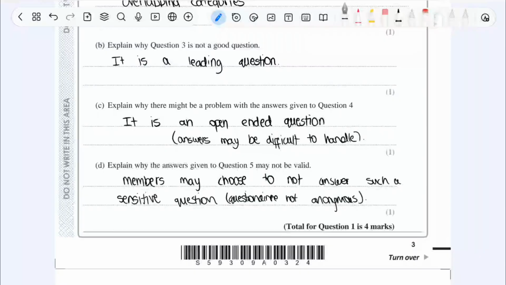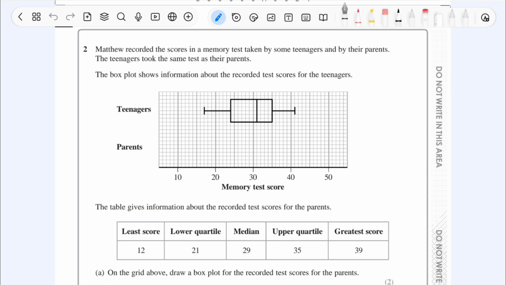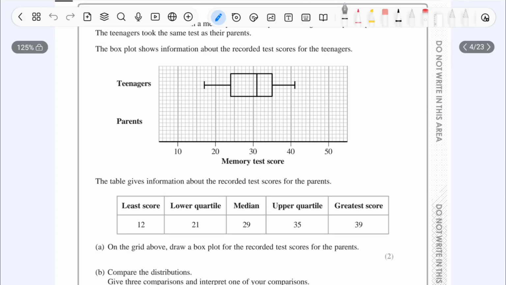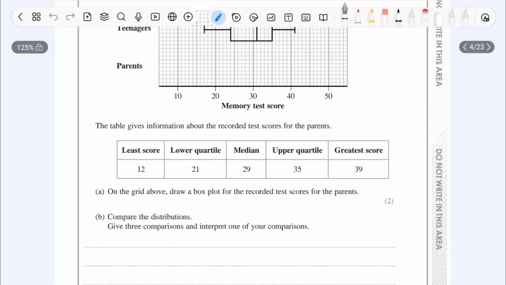There you go, awful spelling of questionnaire, but that's that. 2. Matthew recorded the scores in a memory test taken by some teenagers and their parents. The teenagers took the same test as their parents. The box plot shows information about the recorded test scores for the teenagers. The table gives information about the recorded test scores for the parents. On the grid above, draw a box plot for the recorded test scores of the parents.